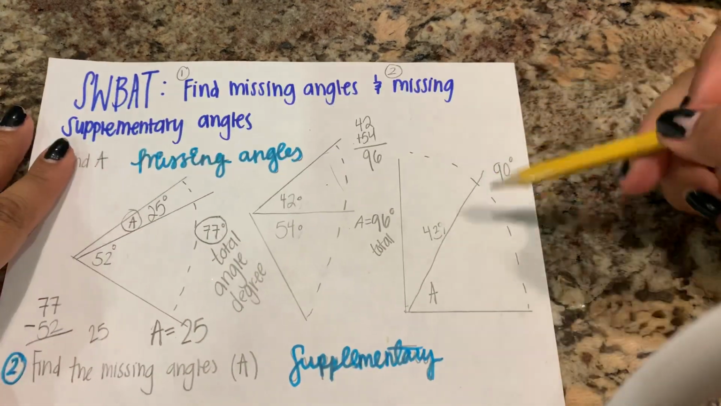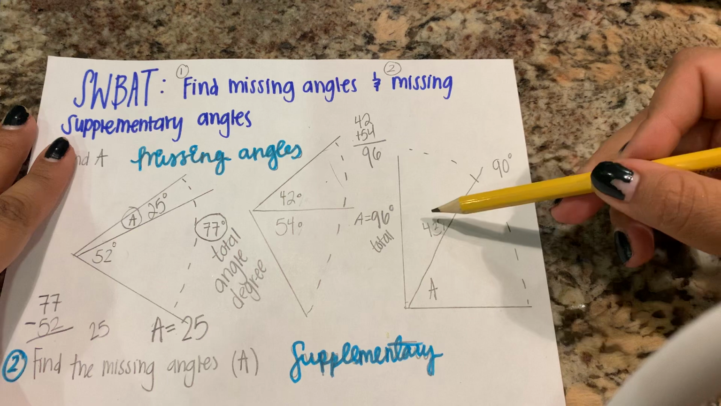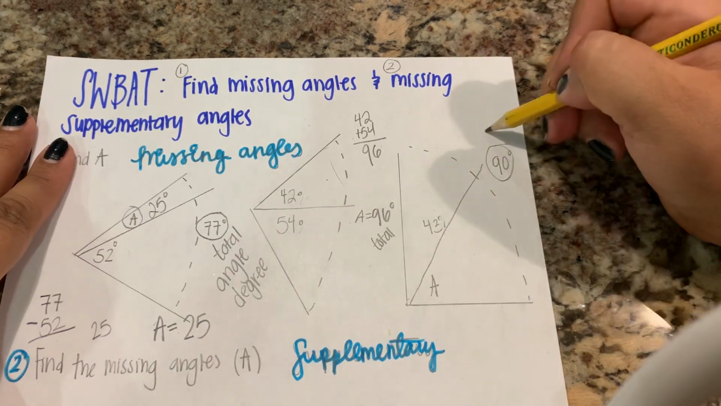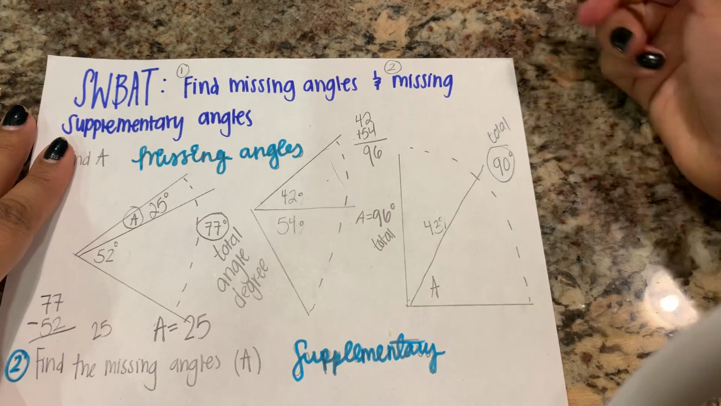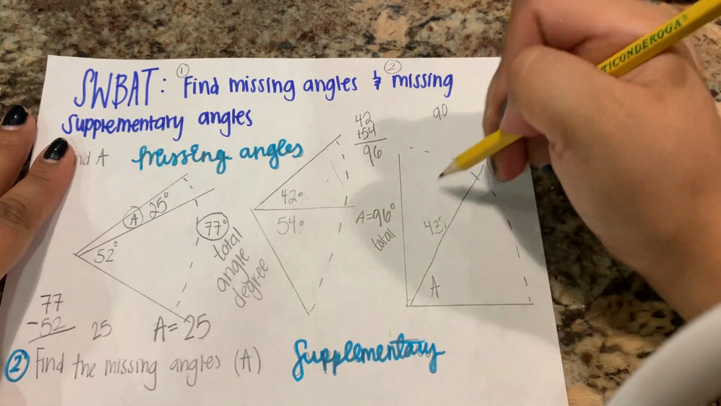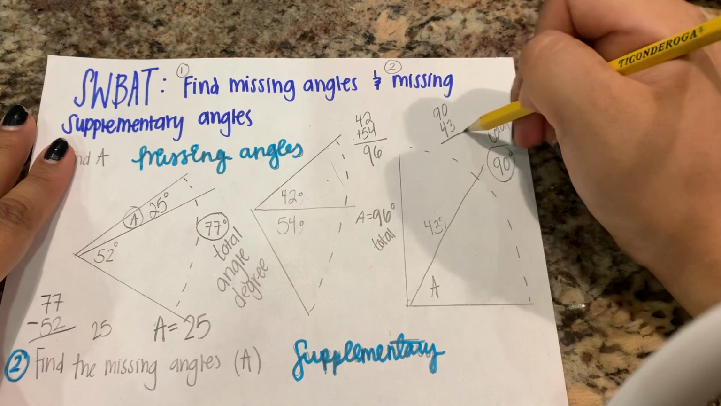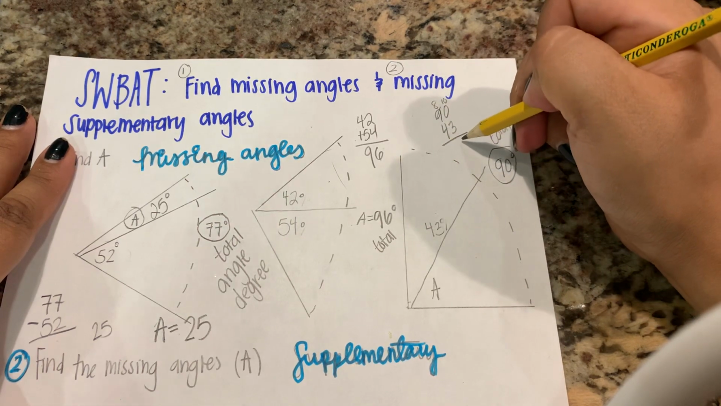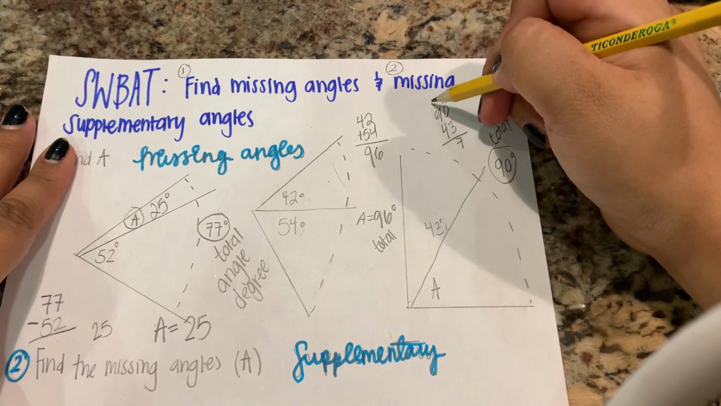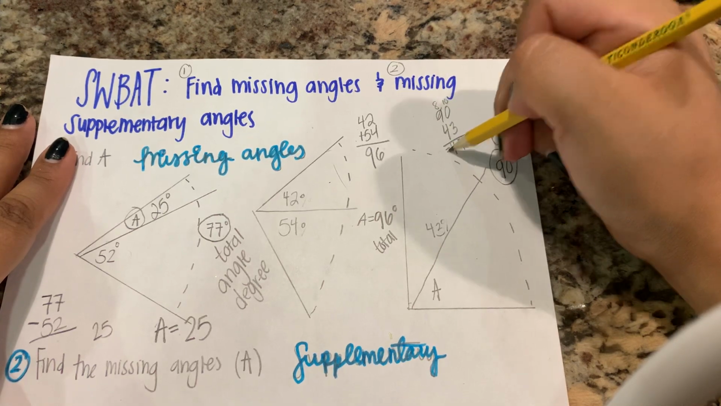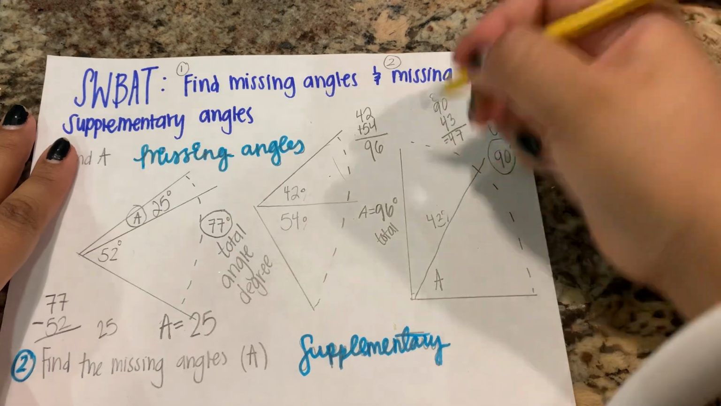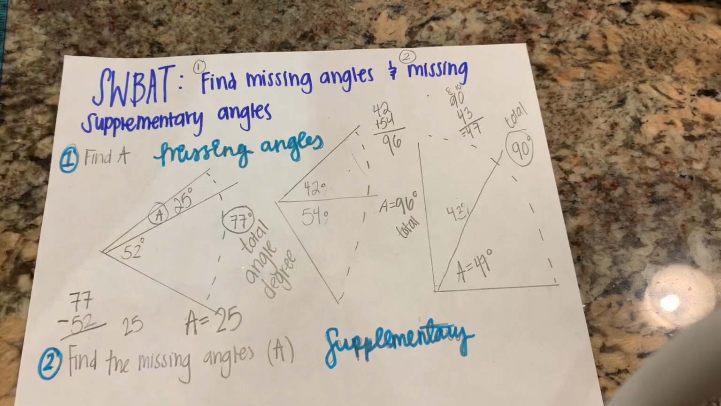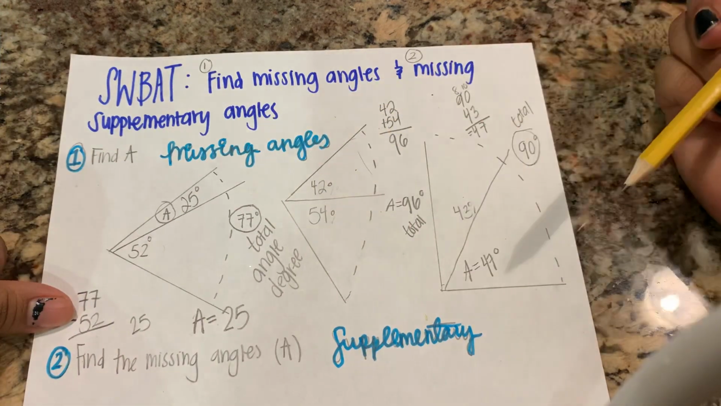So here, would I be doing addition or subtraction, do you think? 43 plus something equals 90 because this is the total. So I'm going to subtract from the total. If I know the total is going to be 90 and I'm going to take 43, I'm going to borrow from my tens, turn this into a 10. 10 minus 3 is 7. And 8 minus 4 is 4, equals 47. Awesome. A equals 47 degrees. So that's how easy finding missing angles is.